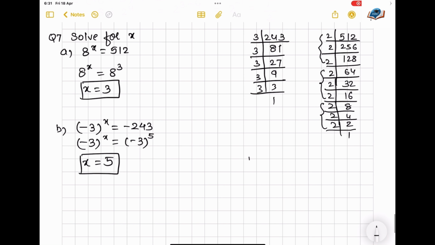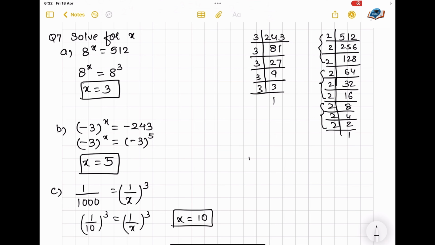Then C is 1 upon 1000 equal to 1 upon x whole raised to 3. So 1 upon 1000 I can write 1 upon 10 whole cube equal to 1 upon x whole cube. So x equal to 10.